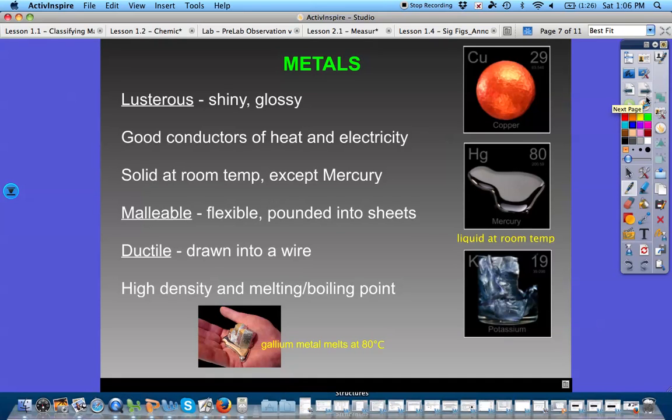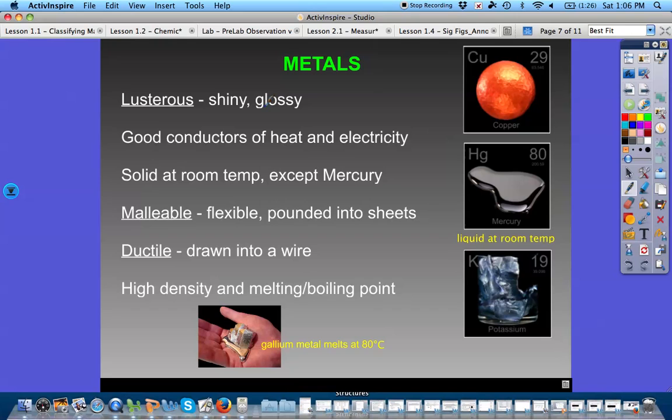I told you that there are 3 different ways to classify elements into metals, nonmetals, and metalloids. Our first group, metals. Metals are lustrous, and lustrous means that they are shiny or glossy. If you look at most metal, they have a sheen to it. It is glossy looking. Metals are also good conductors of heat and electricity.